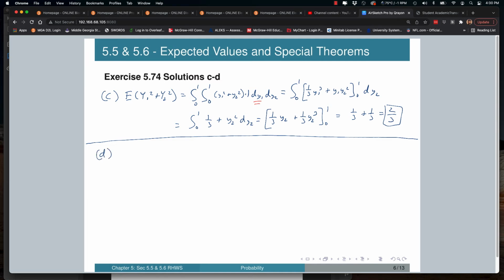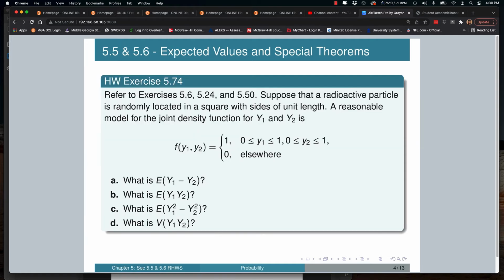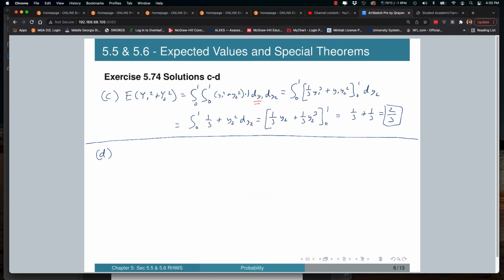So for part D, the last one, they wanted us to find the variance of y sub 1 times y sub 2. We have the expected value of y sub 1, y sub 2, which was this right here. We're going to need that in a few minutes, but we need the expected value of y sub 1 squared times y sub 2 squared. That's what we're missing, so we need to find that first.